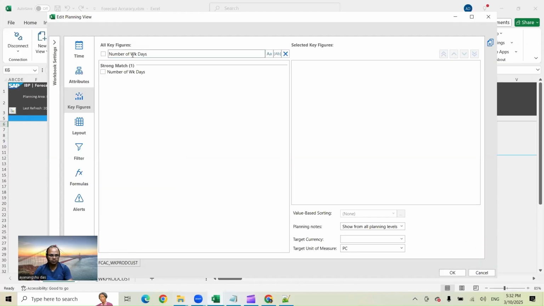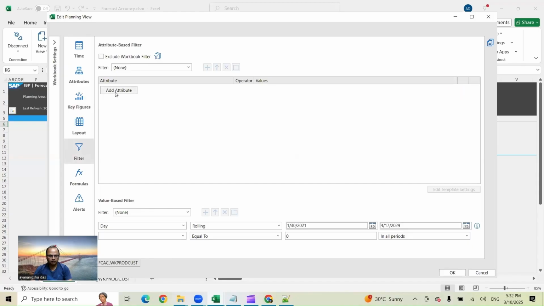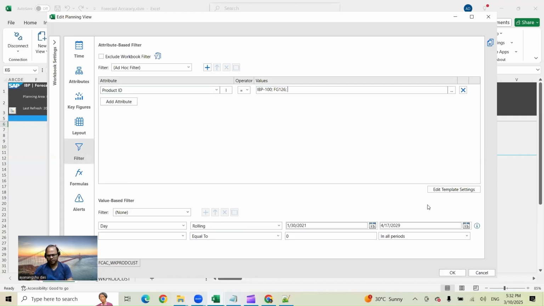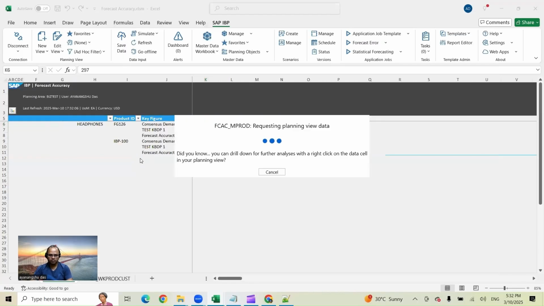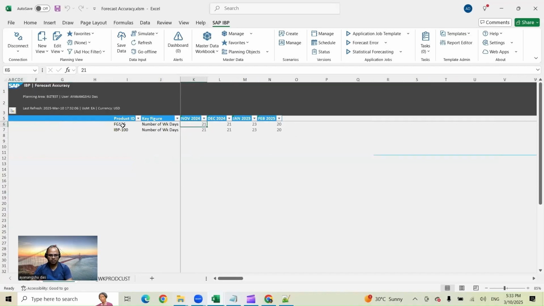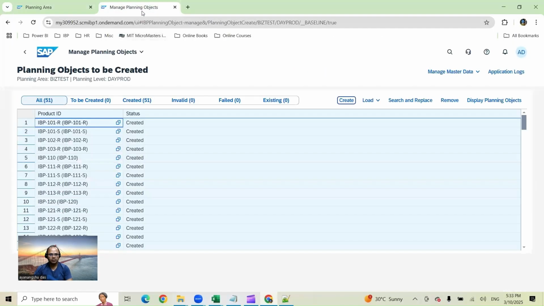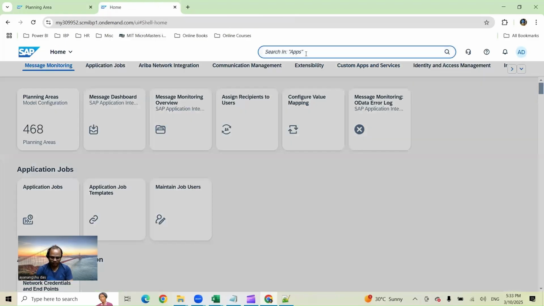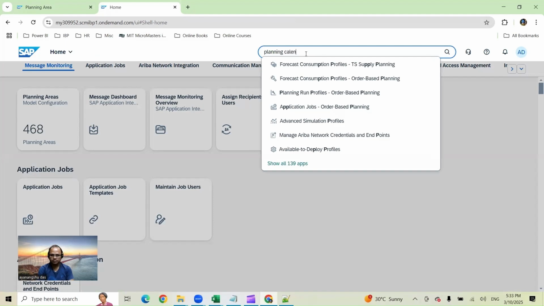We'll search it here. Got it here. Select the correct unit of measure and filter with the product IDs that we created. Two product IDs. It would be enough if we could have shown only one product, but it's fine. So what we see is that it shows the number of working days in each month. So for example, if we want to look at the number of holidays in a month for the India calendar, let's go to the app called Planning Calendar.